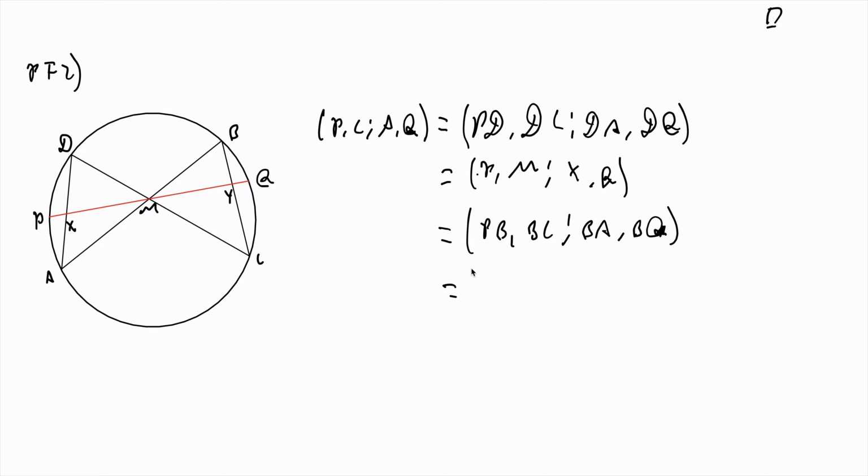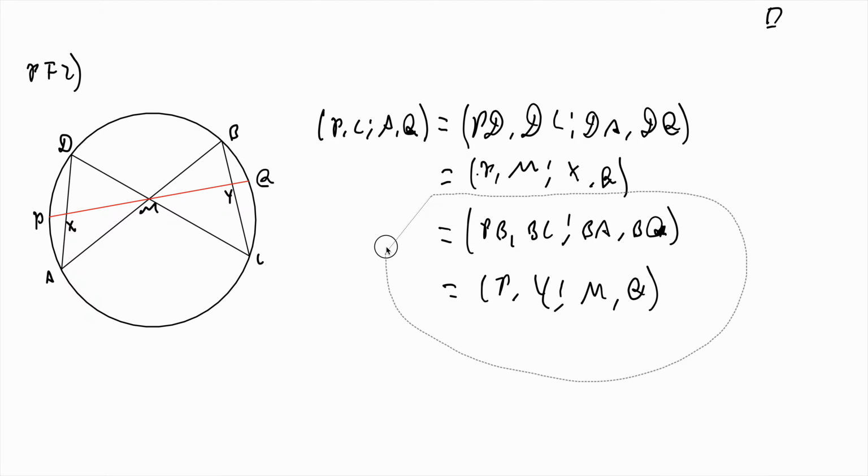This one is equal to P, BC. What is BC? BC is Y, BA, M, and BQ is Q. Okay, so we know that this is true. Then should we try and rewrite them? Okay, I'm sorry, I'm going to do this one more time.